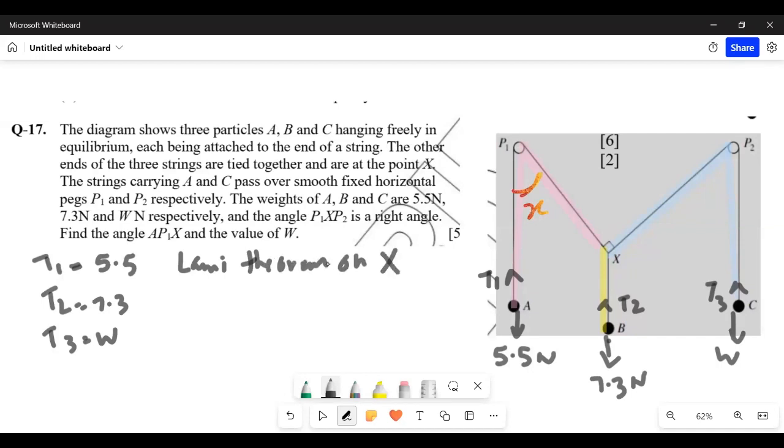Okay, so on X, there's going to be an outward force, which is going to be tension 1 because it's still the same pink string. So T1 की direction इधर outwards होगी. Blue वाली string में T3 की direction यहाँ outwards होगी away from the point और T2 जो होगा वो downward होगा.